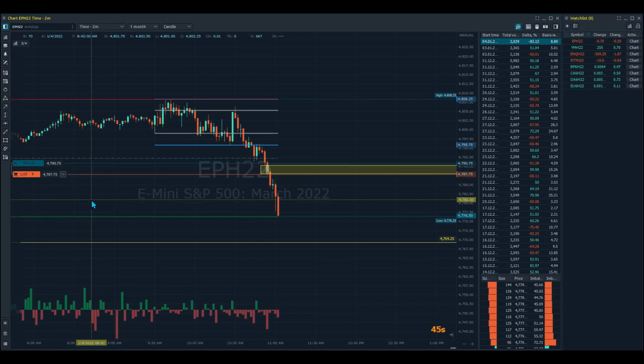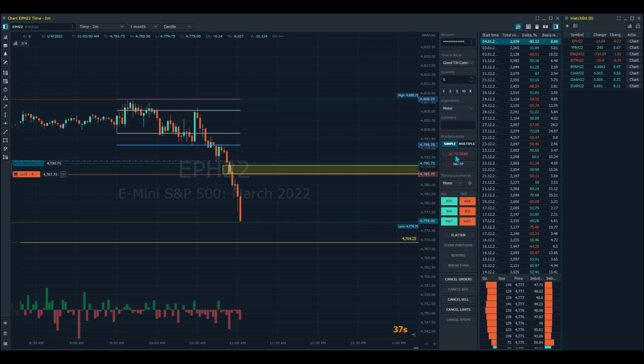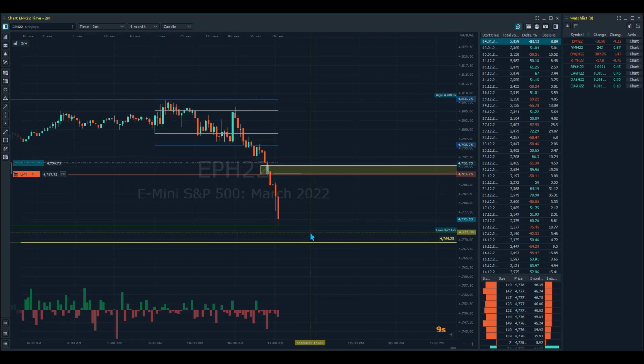I'm not going to put a take profit, but what I just did was I set this so that anytime I place an order, it'll give me five contracts, and an automatic stop loss will be placed at 12 ticks. You can put that whatever you want, and you could also make a take profit, but I didn't do that. So anytime I put an order in, I could just come down here and put another order in.